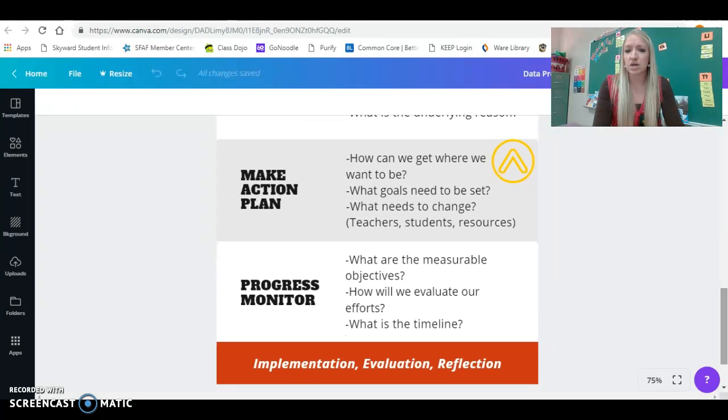We would implement and evaluate and continuously reflect throughout the process. I think it would also be helpful at all of our meetings to have somebody there taking notes that can be formatted into an easy visual to provide for our teachers and staff members after the meeting, just so they can remember what we're working towards. But that's the data protocol I think I would put in place at my school to start.